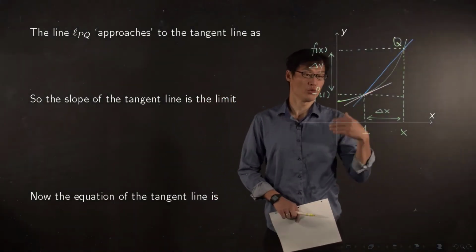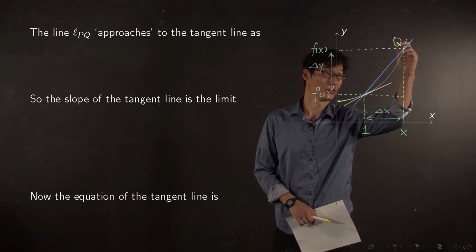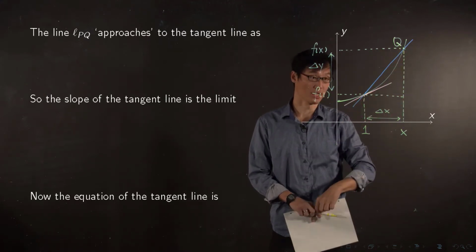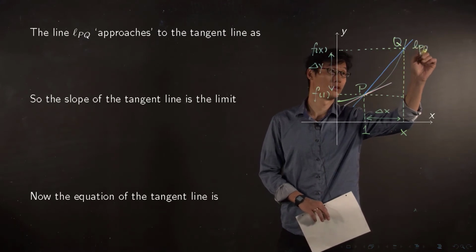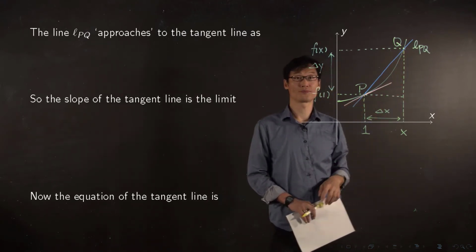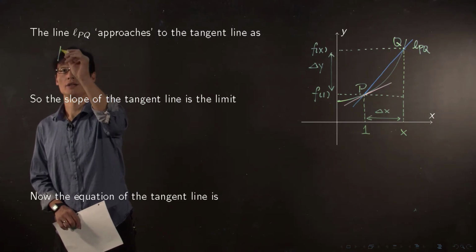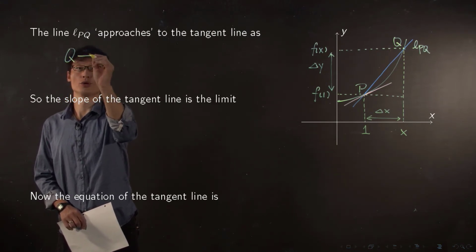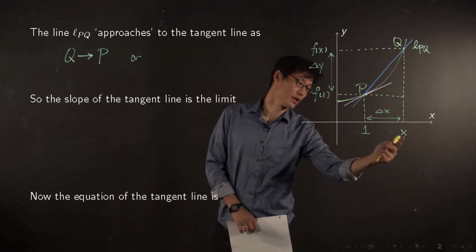Okay, so we are after this tangent line, which is in pink. The idea is to move this point Q so that Q approaches this point P. Then we will see how this straight line L sub PQ changes. Eventually, this line L sub PQ will approach this tangent line. So the line L sub PQ approaches the tangent line as our point Q approaches P, or in other words, as x approaches 1.